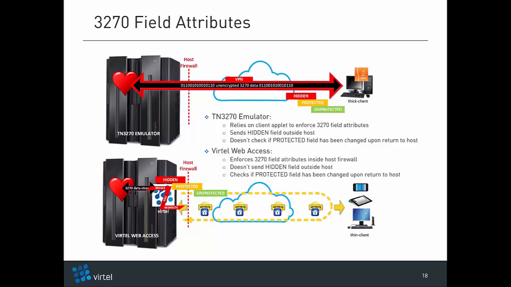Virtel Web Access, which runs inside the host firewall where it is protected from web attacks, strictly enforces the 3270 field attributes. Virtel does not send hidden fields outside the host, and it checks if protected fields have been changed upon return to the host. If so, Virtel immediately ends the session. With Virtel, the control of access to host assets is kept firmly on the host where it belongs.